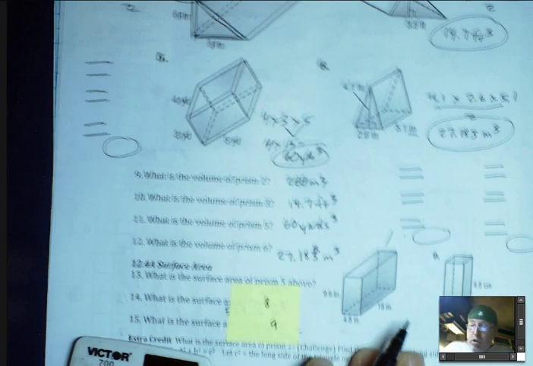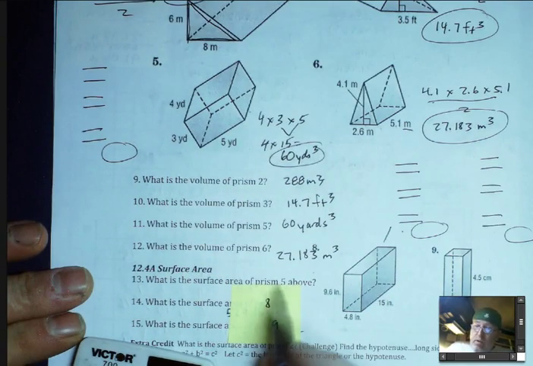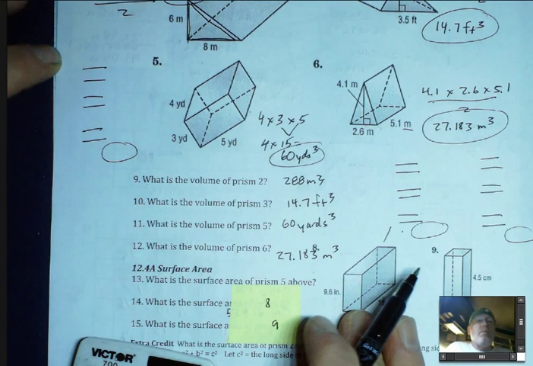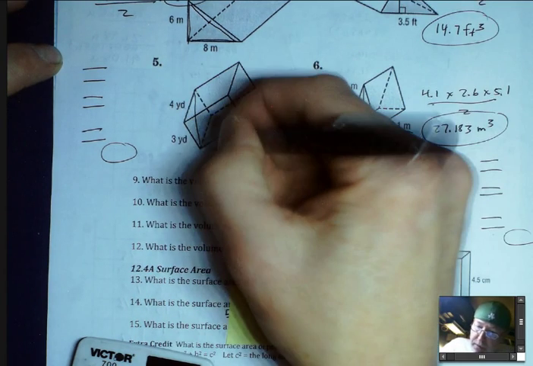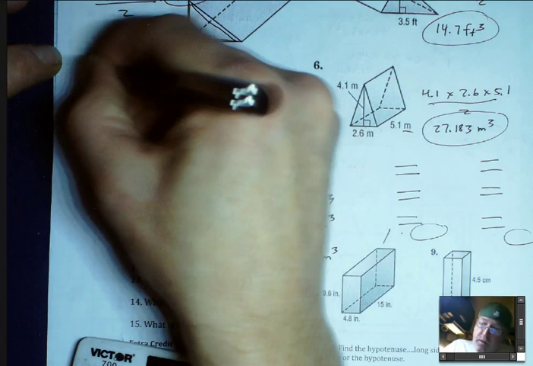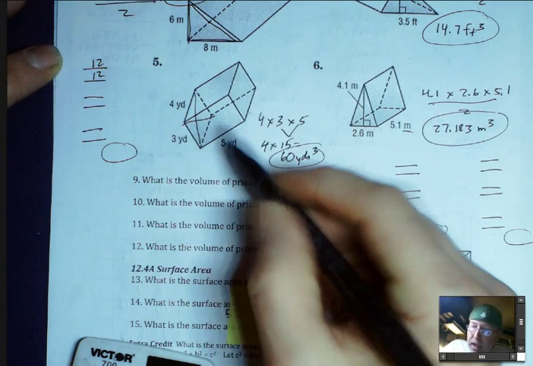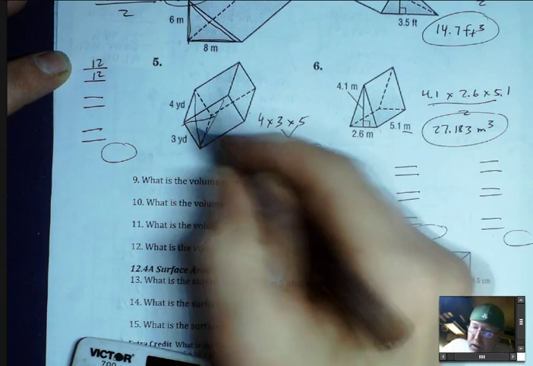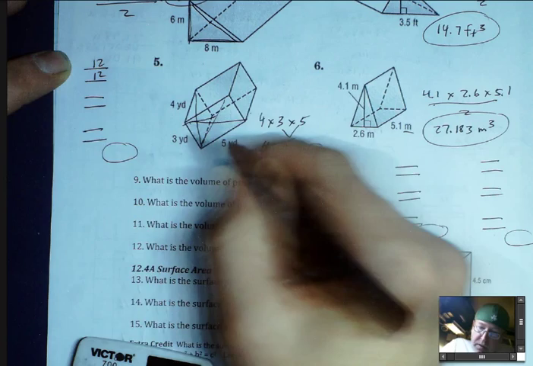Okay, we have to do some surface area. The first one asks for surface area of number 5 above. And so I've already drawn my 6 lines. Those are the magic words for surface area, 6 lines. So I'm going to do this side first. So this is 4 times 3. So I've got 12 and 12. Let's do this side next. Okay, this is 3 and this is 5. So across this side, I've got 15 and 15.